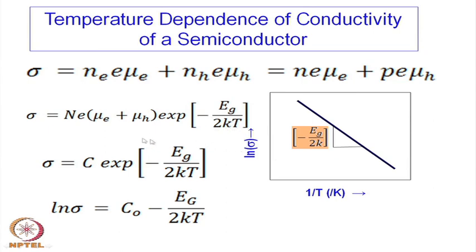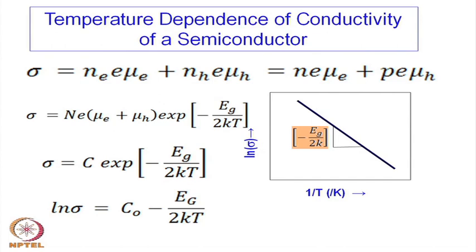If you take a logarithm of that, then this becomes a constant and exponential of minus E_g by 2kT, some kind of an Arrhenius equation. It is an exponential change as a function of absolute temperature, and taking log, this becomes another constant and minus E_g by 2kT. So, the conductivity as a function of 1 over T must follow a straight line with a negative slope, and the magnitude of the slope is E_g by 2k.